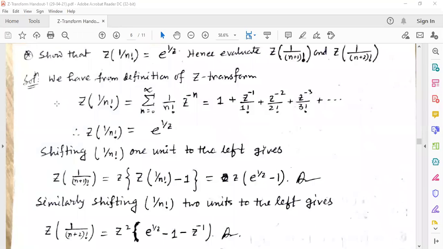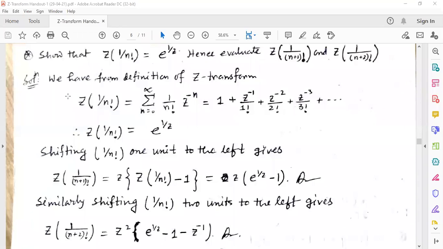Yesterday the last problem was that the z transformation of 1 by factorial n is equal to e to the power 1 by z. So again for a recap we are going for this part. Here we have to show that the z transformation of 1 by factorial n is equal to e to the power 1 by z. Then with the help of this result, we have to evaluate the z transformation of 1 upon factorial n plus 1 and the z transformation of 1 upon factorial n plus 2.